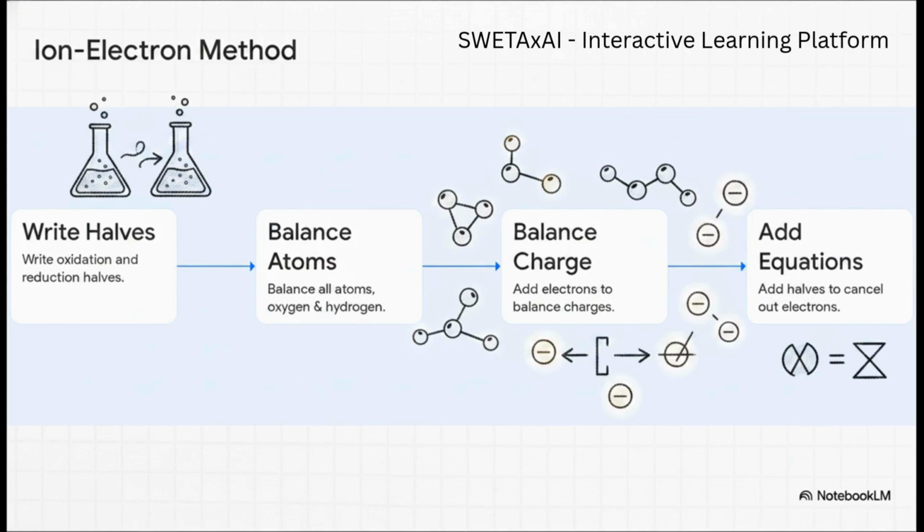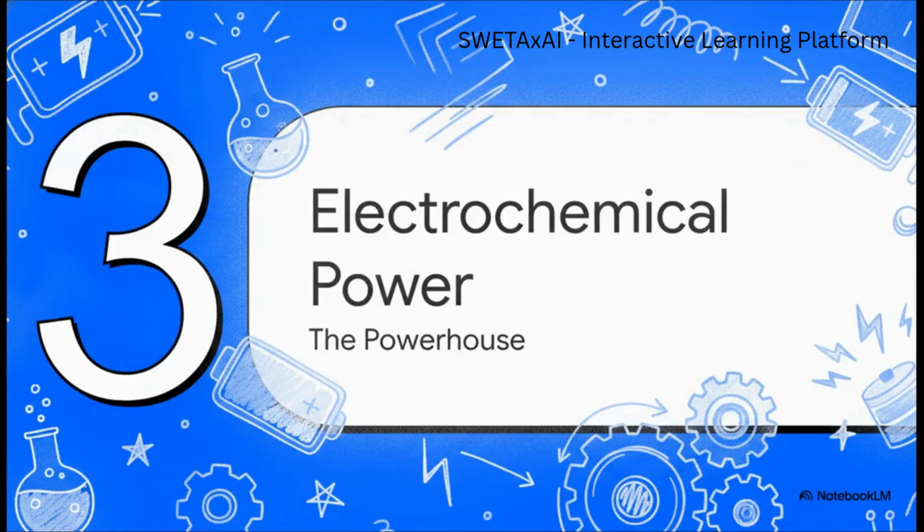Then, the real magic happens in step 5. You add actual electrons into the equations to balance the charges. Once the electrons lost in the oxidation half perfectly match the electrons gained in the reduction half, you just add the 2 equations back together. The electrons cancel out, and boom, you have a perfectly balanced redox reaction. All right, Section 3, harnessing electrochemical power, the powerhouse. We've mastered the paper equations, now it's time to shift gears into physical reality and actually build our engine.